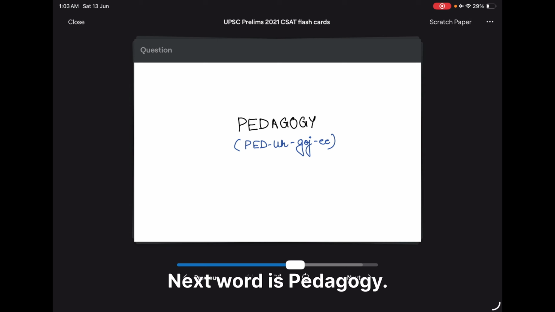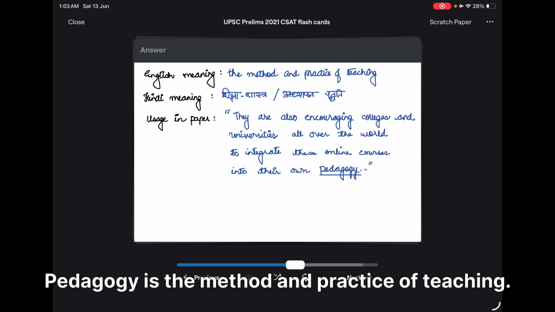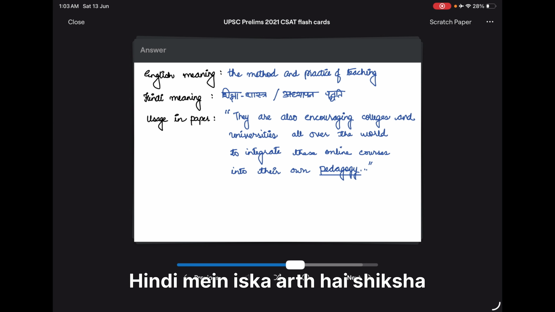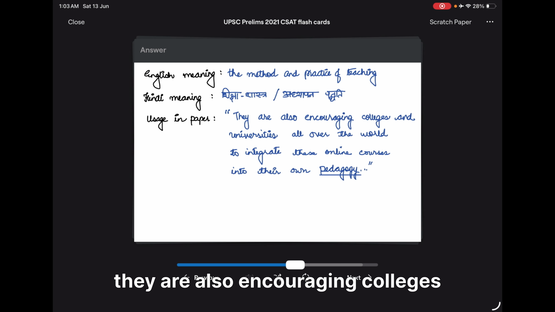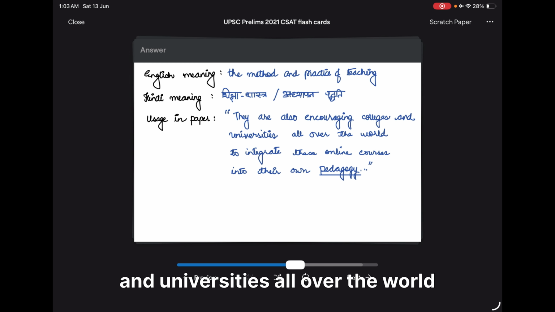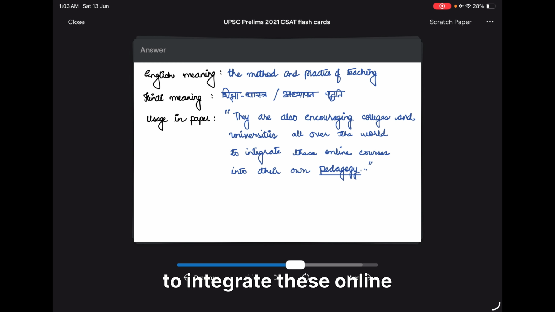Next word is pedagogy. Pedagogy is the method and practice of teaching. हिंदी में इसका अर्थ है शिक्षा शास्त्र या अध्यापन पद्धति. In the paper, it appeared in the following sentence: they are also encouraging colleges and universities all over the world to integrate these online courses into their own pedagogy.